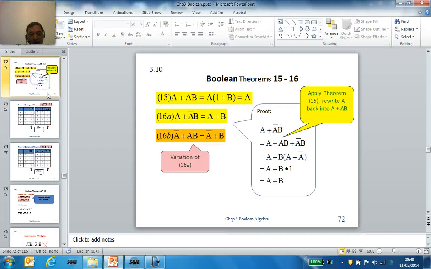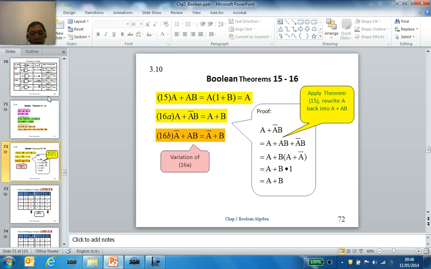Hi, last Friday we were talking about the Boolean theorem. We covered this part already. This is a difficult part, which I spent quite a substantial amount of time talking to you guys about. I think most of you caught the ball.